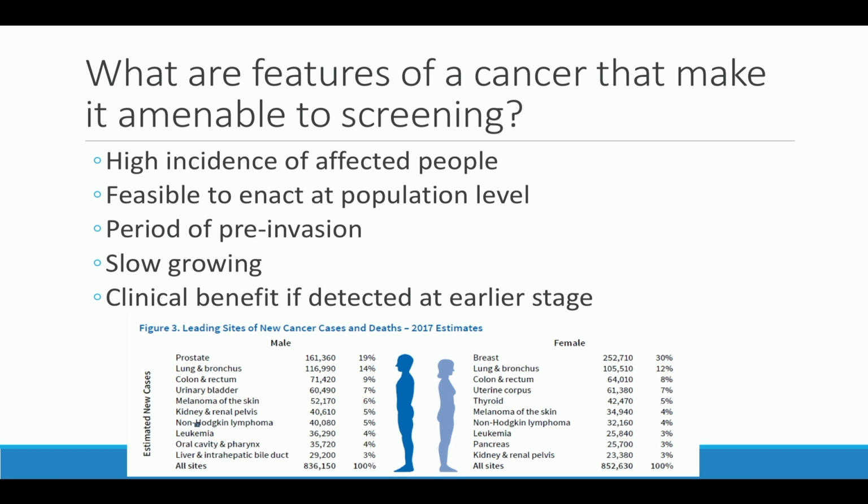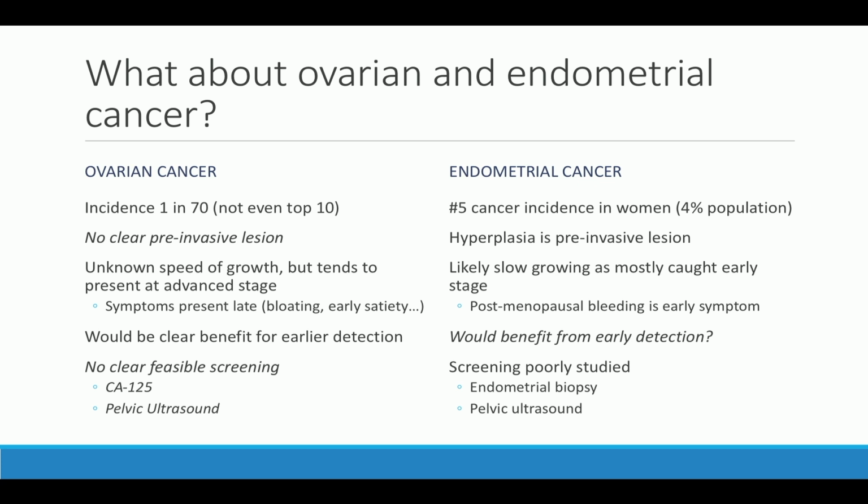So these are the top cancers diagnosed in the United States. What you can see is that the first three in men, prostate, lung, and colon, and the first three in women, breast, lung, and colon, all have some sort of screening, right? So these things are high enough incidence in our population that screening seems to matter. That isn't going to be necessarily true for ovarian cancer, as we'll see. So ovarian cancer, the incidence is about 1 in 70 in the U.S. for women.